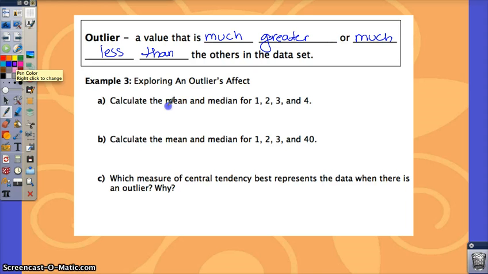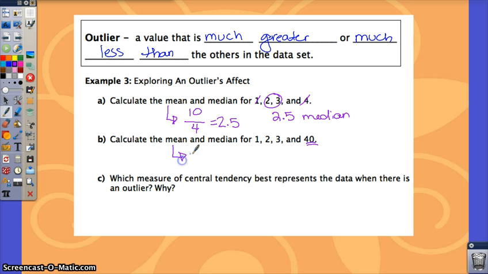So hopefully you've tried example 3. For the mean, when I add those up, I get 10, and 10 over 4 is 2.5. And the middle, when I cross them out, the middle of 2 and 3 is 2.5, so that's also my median. But when I change 4 to 40, 40 is much greater than the others in the data set. Now my mean is 46 over 4, which is 11.5, but my median is actually still 2.5.